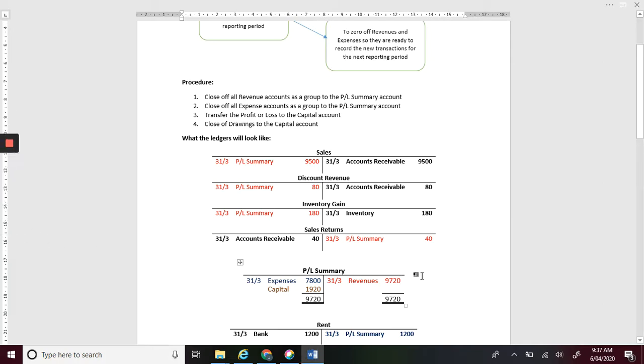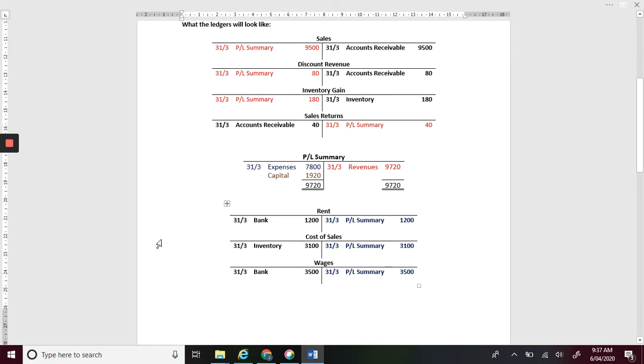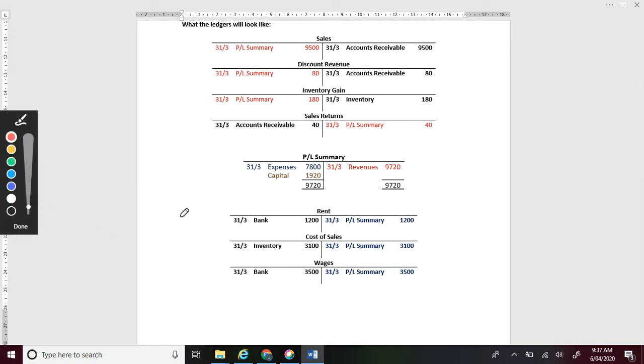And likewise, same with the expenses. So here are some typical looking expenses on the debit, and we'll close them by crediting them. And there is that debit, the total amount of the expenses still on the debit side, 7,800. We've just transferred it to the profit and loss summary. We've reduced them all down to one figure. And of course, the cross-reference will be expenses.